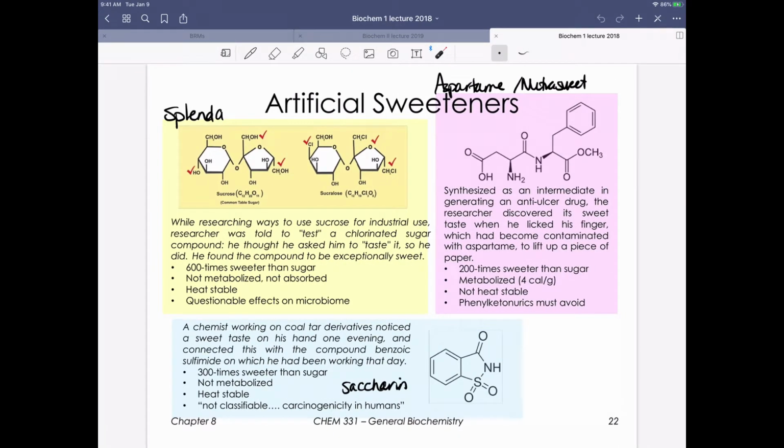So I've intentionally color-coded this next slide yellow and pink and blue because this refers to the color of the packets that you're going to see on your restaurant table that contain these artificial sweeteners. The previous two slides highlighted sugar substitutes that are found naturally. Again, some artificial sweeteners here: Splenda, which is also called sucralose. Aspartame, trade name NutraSweet, and then saccharin. I think this is Equal on the blue packets on your table.